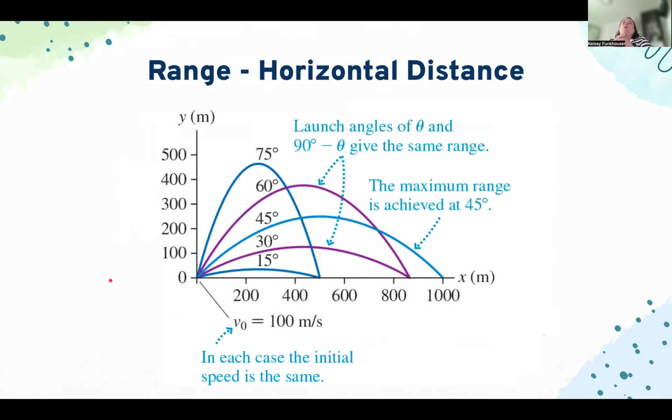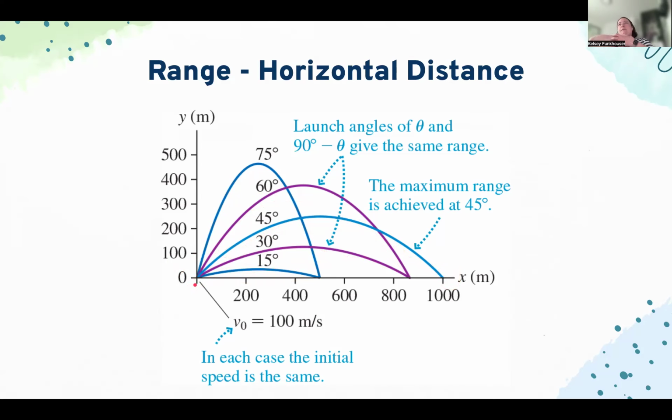And another thing connecting the range or horizontal distance and the launch angle. The maximum horizontal distance of the object depends on the angle it's launched at. And we can see this here. This is just showing us the path for different launch angles. So let's start at the bottom with 15 degrees. It just doesn't go as far. 30 degrees, it goes pretty far. 45 degrees, it goes the farthest.